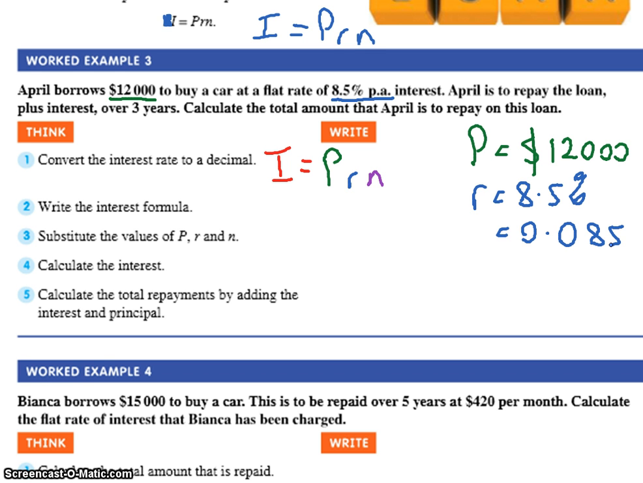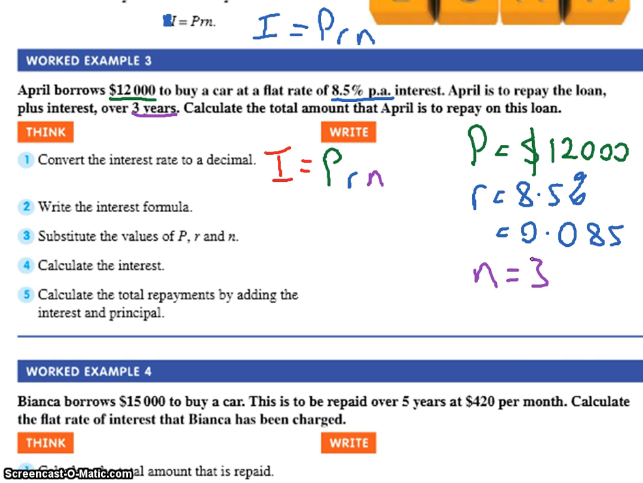Okay, last one is N. 3. N is 3, because it says 3 years. Now that's the one that can make everything change. If they wanted it 6 monthly, then you'd have to change your interest rate to be every 6 months rather than every year. Because per annum means every year. But at the moment, we're just doing yearly, so it's nice and easy. N equals 3. Everyone happy with that? So that's step 2 done.